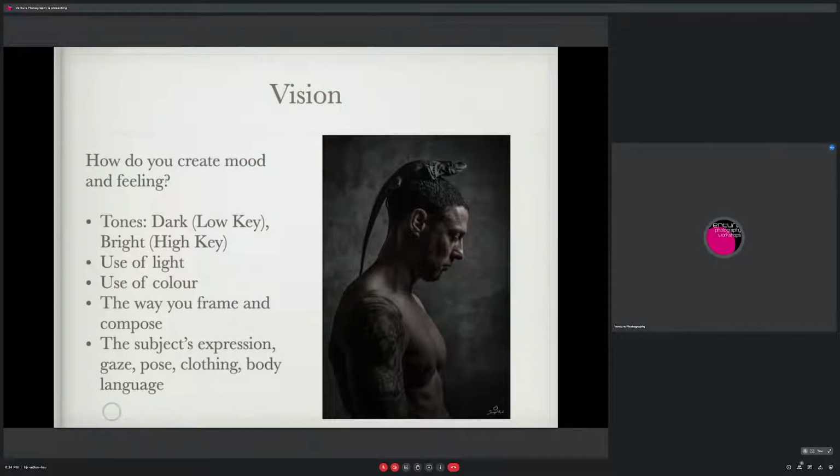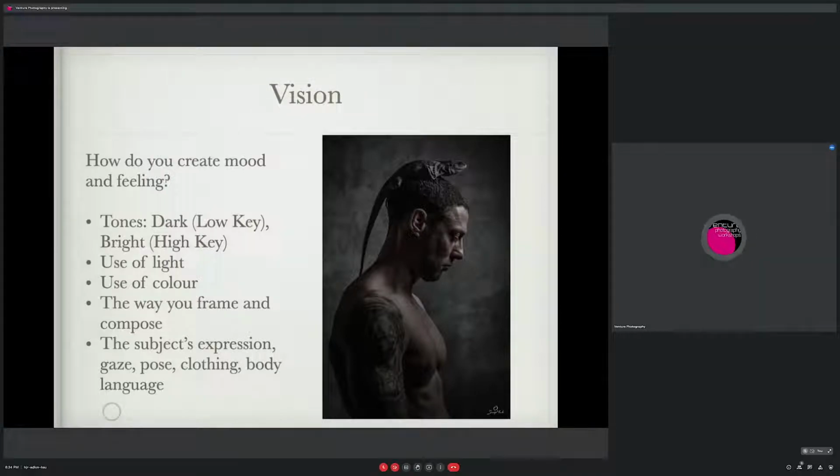How will you frame and compose the portrait that you're actually creating? How's the subject going to present themselves? What expression is going to be on their face? What are they going to do with their eyes? Are they making eye contact with the viewer?